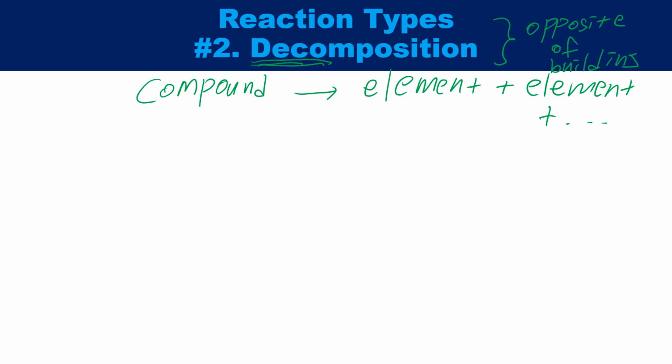So, example. Let's say I have table salt, sodium chloride, breaking down into elements. I want you to think about how many elements you will have as a product?